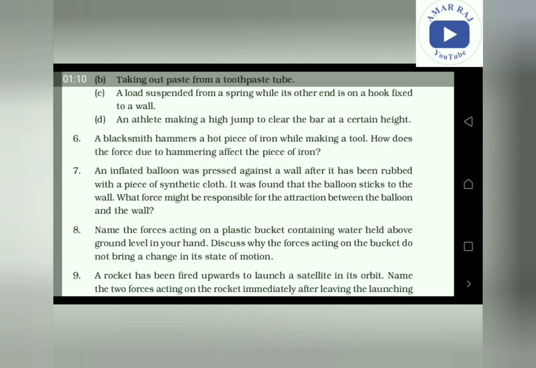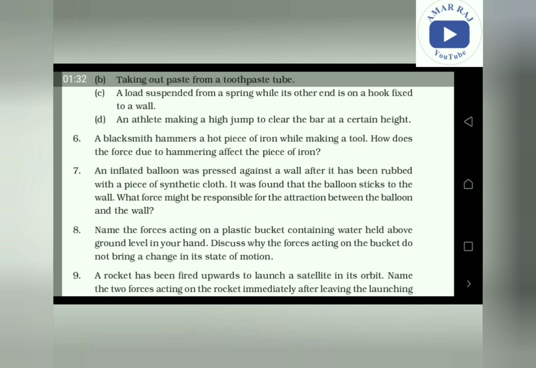Next, question number 7. An inflated balloon was pressed against a wall after it has been rubbed with a piece of synthetic cloth. It was found that the balloon sticks to the wall. What force might be responsible for the attraction between the balloon and the wall?